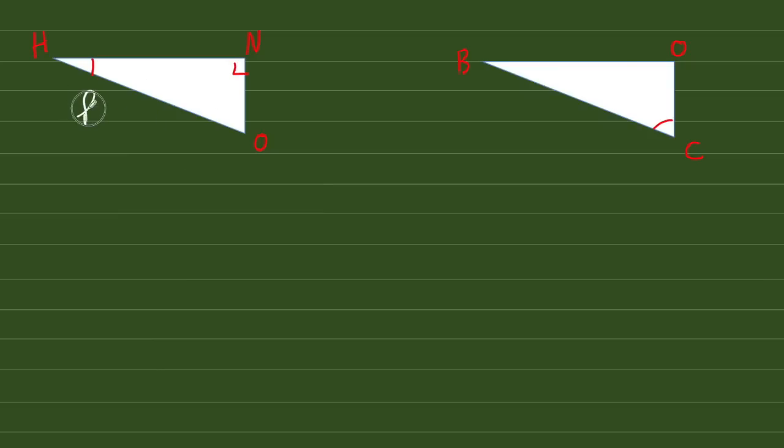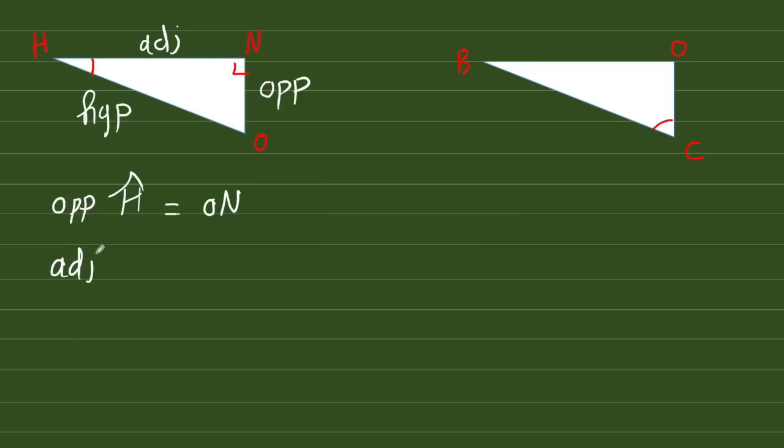Okay, go on for this one. Hypotenuse, this side, opposite of the chosen angle is here. Adjacent is the last side. So the opposite of H is ON. The adjacent of angle H will be HN.